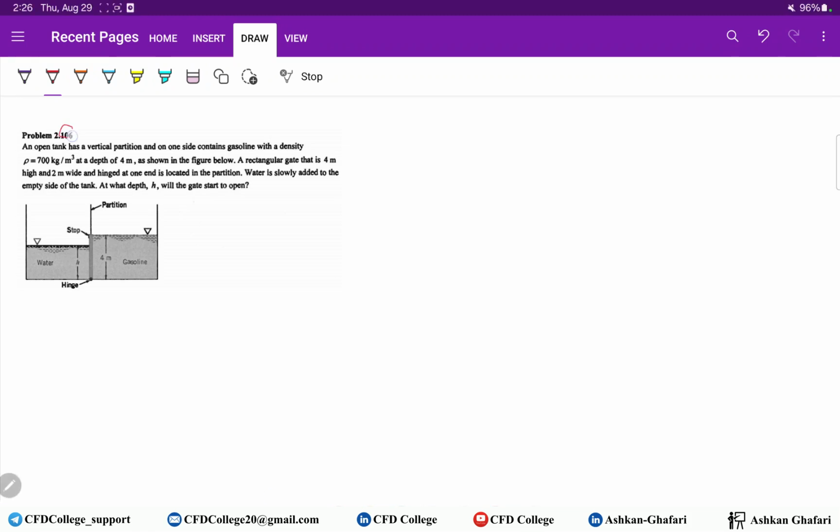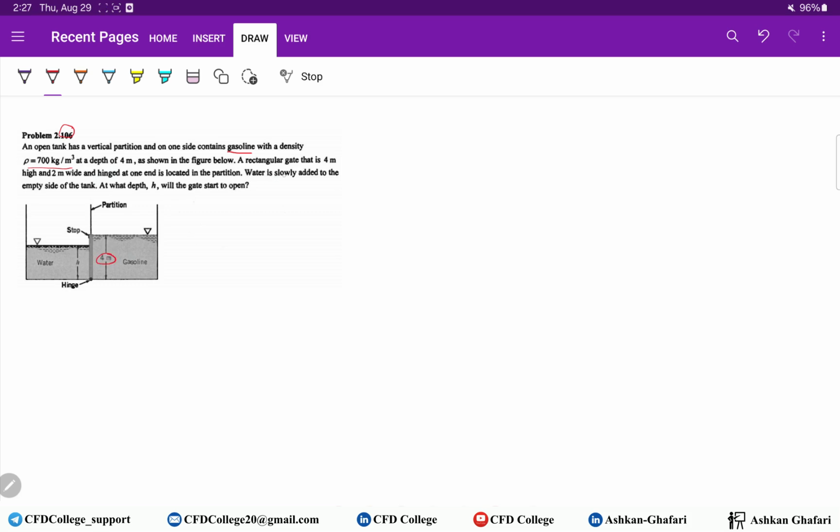Problem number 106 of chapter 2. An open tank has a vertical partition, and on one side contains gasoline with a density of 700 kilograms per cubic meter here. So this is our tank. Here we have gasoline, here we have water, and the depth of gasoline is 4 meters.